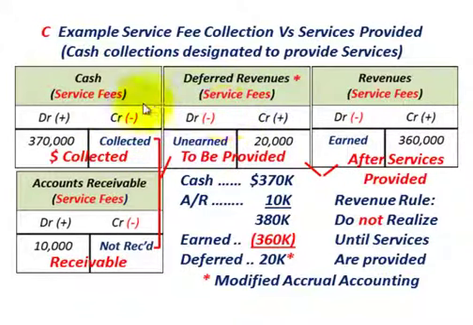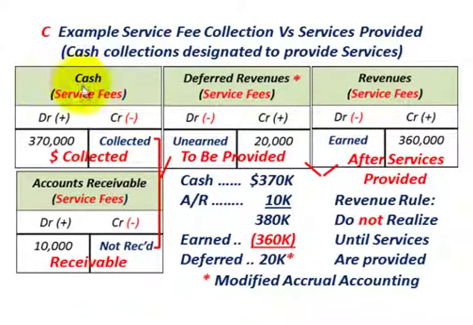We're going to have some cash collections here for some service fees. We're going to actually collect $370,000 here in cash for some services that are being provided to our customers. And what we're going to do here, we're going to have some deferred revenues. We're going to calculate that out to be $20,000. And then based on the revenues here, we're going to recognize our revenues after these services are provided. So actually, we're looking at modified accrual accounting for governmental accounting.